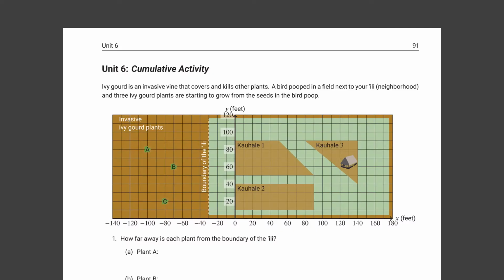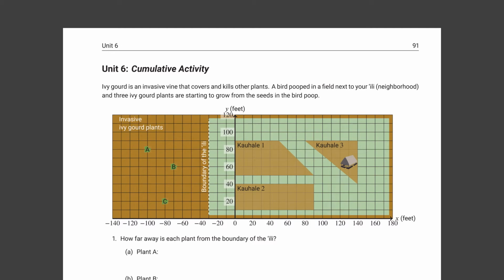The Unit 6 activity that we'll be reviewing in this video is the Unit 6 cumulative activity. In this activity, we'll be looking at an ili, which is equivalent to a neighborhood, and we'll learn about an invasive plant that has been introduced to this ili. The invasive plant is called an ivy gourd, and it usually spreads to different places when birds eat the plant and poop out the seeds.